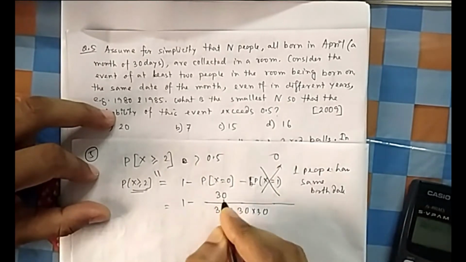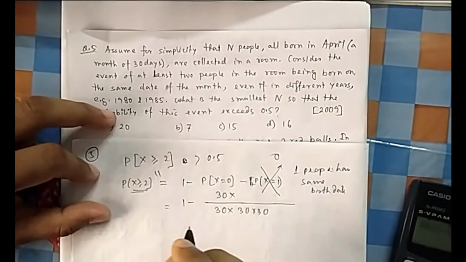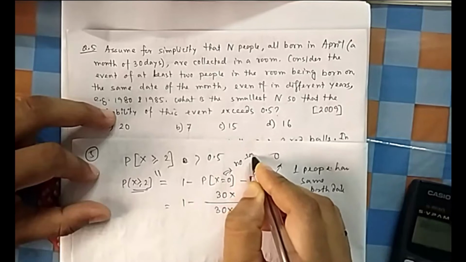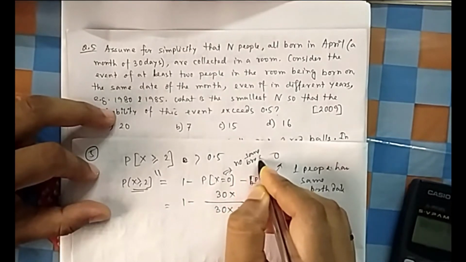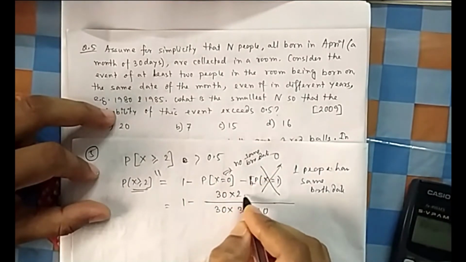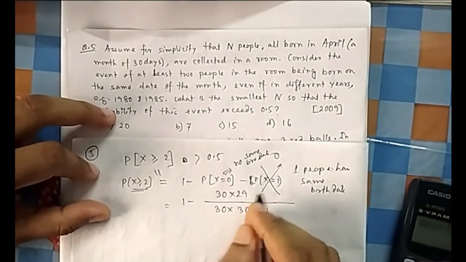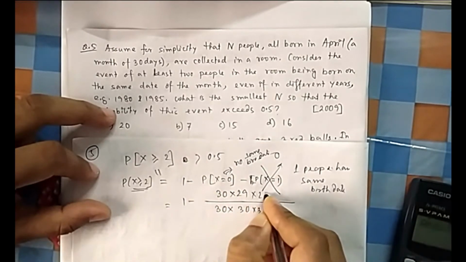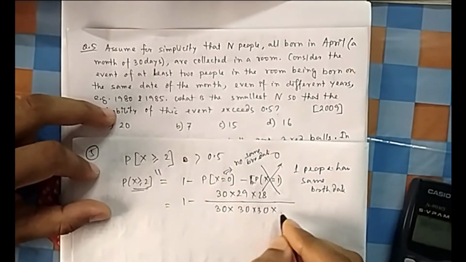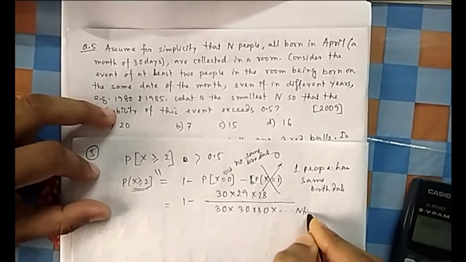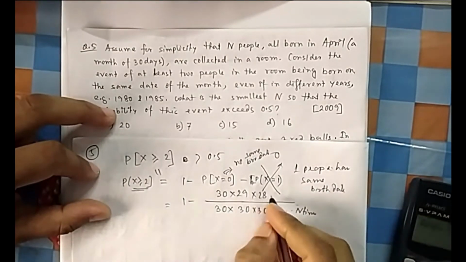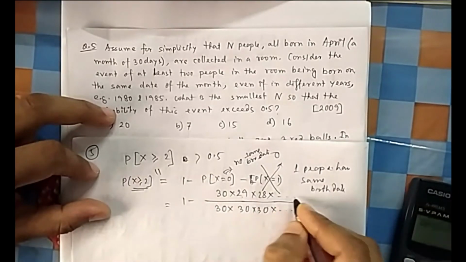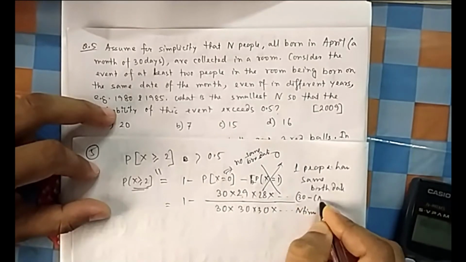If the first one takes 30 days, the second one cannot take the date that the first one has already taken, because 0 means no same birth date. So the first one has 30 options, the second one should take 29, out of which the one day the first person took cannot be taken. The third one should be 28. It will continue like this, so if there are n people, it will go up to n times. For 3 it is 2 minus, for 2 it is 1 minus, so for n it will be 30 minus (n minus 1).